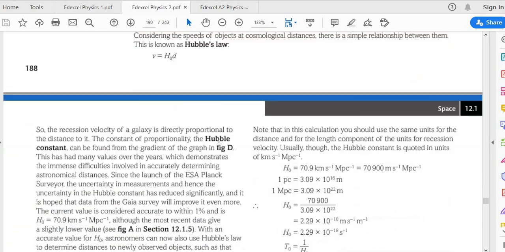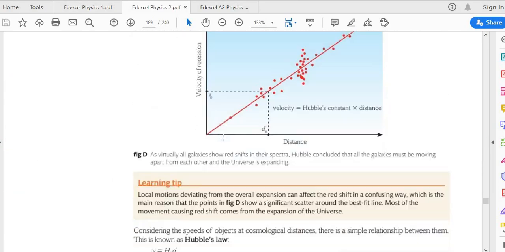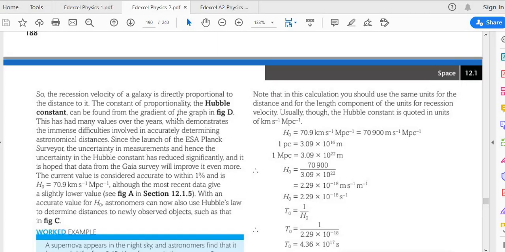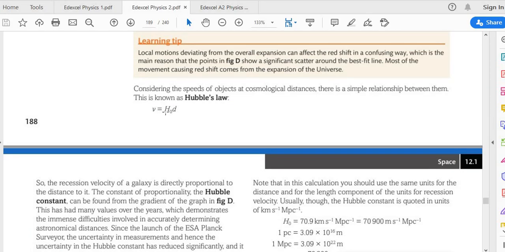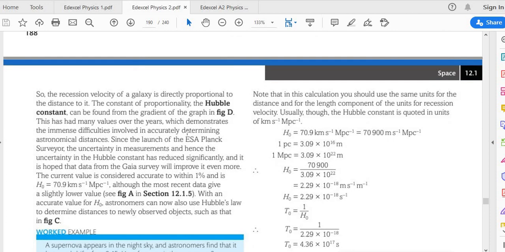This is figure D. So this is very important. The graph is very important. You have to understand it, and you have to understand Hubble's law, Hubble's constant, and Hubble's equation. So here is Hubble's equation. It's also called Hubble's law, and H naught is the Hubble constant.